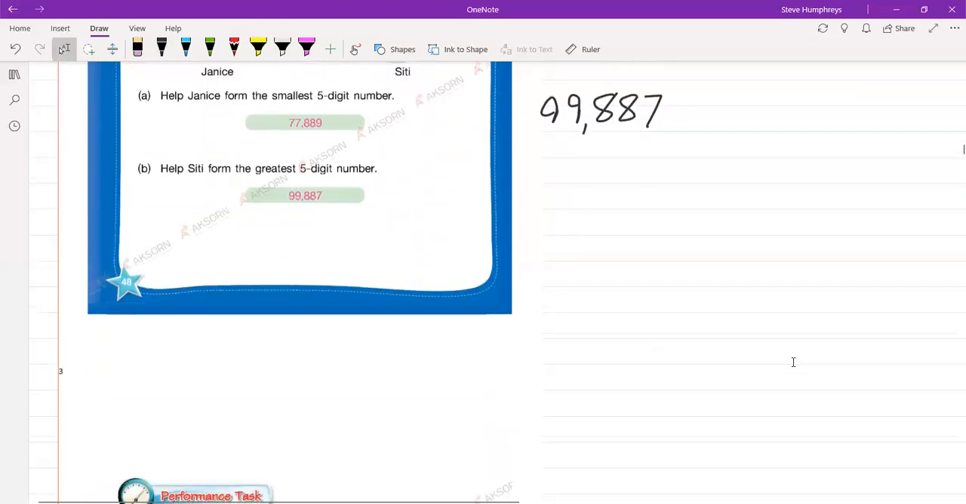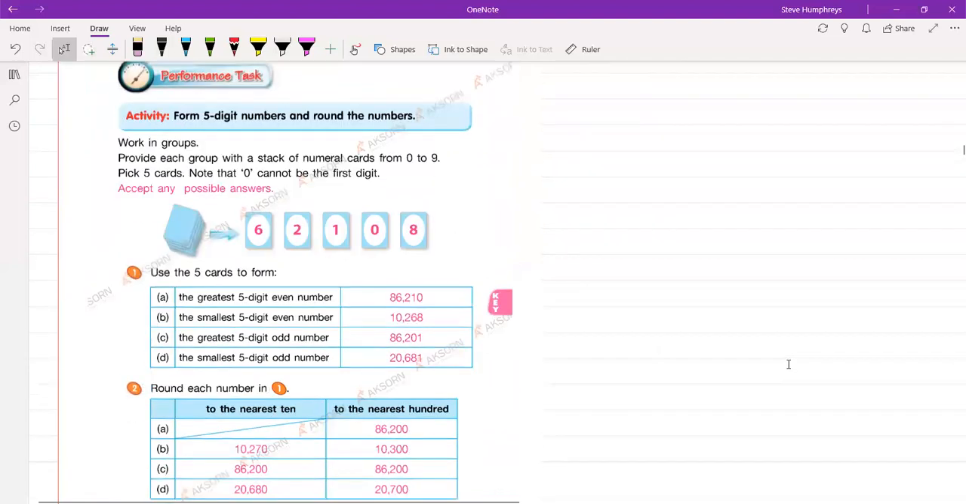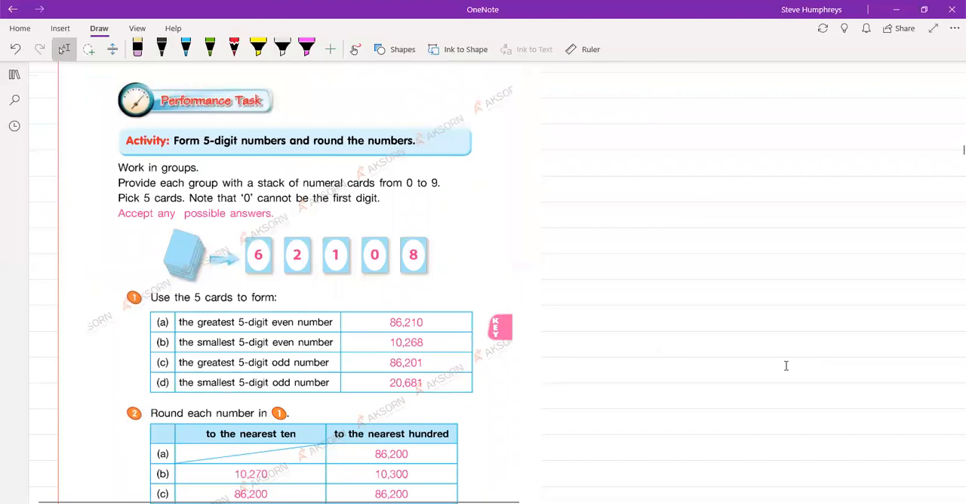Okay, let's see what else we have. These little activities. Performance task, page 49. Activity. Form 5-digit numbers and round the numbers. It says working groups, provide each group with a stack of numeral cards from 0 to 9. Pick 5 cards. Note that 0 cannot be the first digit.